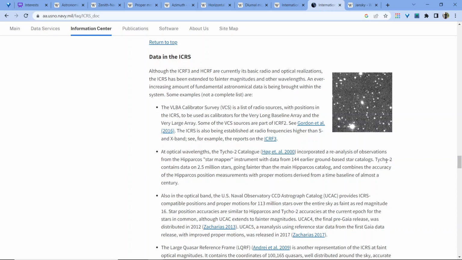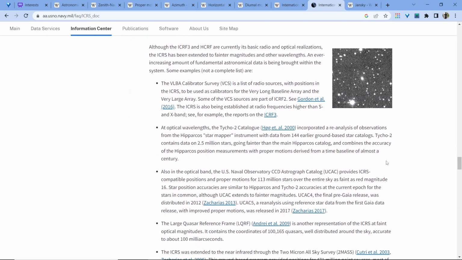The ICRS is also being established at radio frequencies higher than S and X band, for example, the K and Ka bands, as reported in the ICRF3. At optical wavelengths, the Tycho-2 catalog incorporated a reanalysis of observations from the Hipparcos star mapper instrument with data from 144 earlier ground-based star catalogs. Tycho-2 contains data on 2.5 million stars going fainter than the main Hipparcos catalog and combines the accuracy of the Hipparcos position measurements with proper motions derived from a time baseline of almost a century.